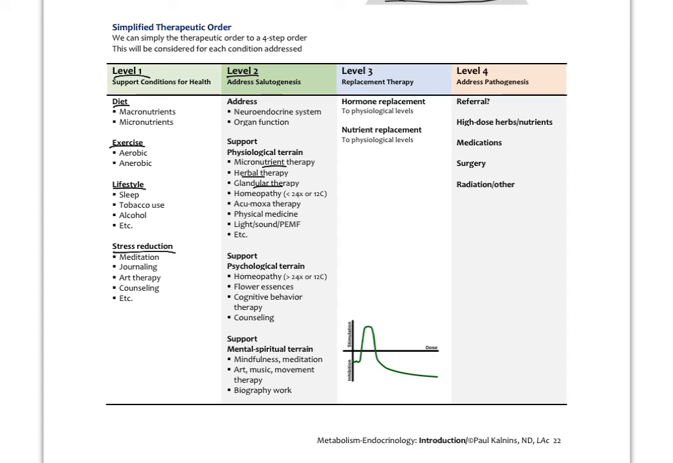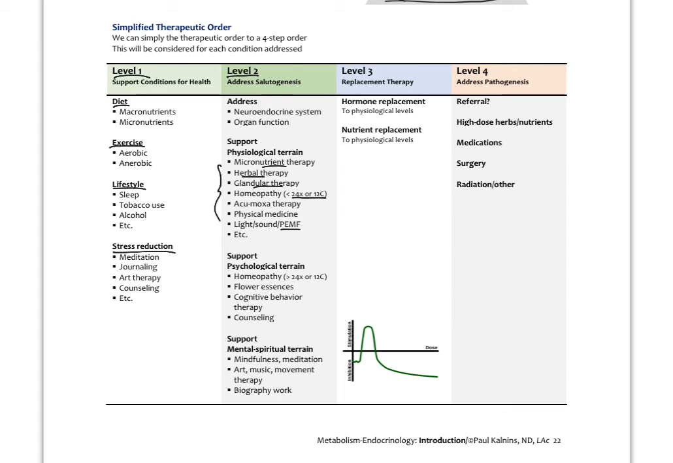Homeopathy, again, below Avogadro's number, would support physiologic terrain. Acumoxotherapy, so a lot of people just call it acupuncture therapy. It should technically be acumoxotherapy. That's acupuncture with the moxibustion, which is the heating. Physical medicine, light, sound, pulsed electromagnetic fields, etc. So all of these would support salutogenesis level 2.